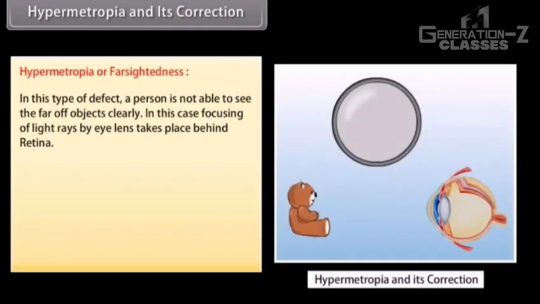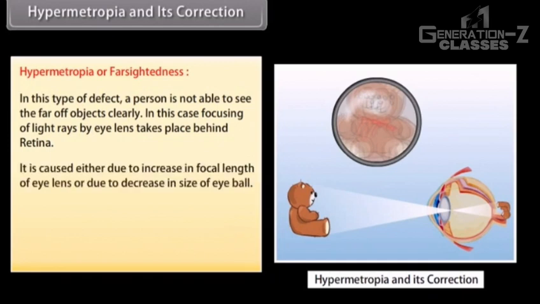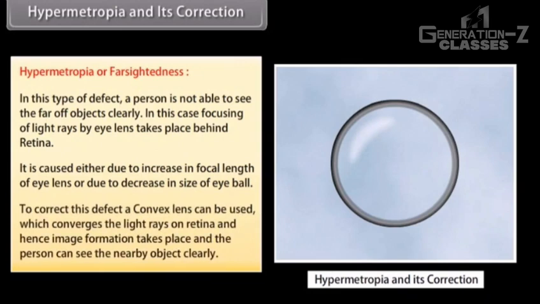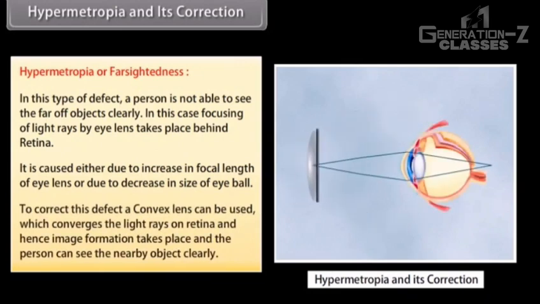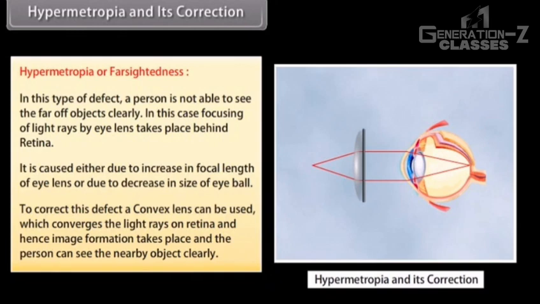Hypermetropia and its correction. In this type of defect, a person is not able to see the far-off objects clearly. In this case, focusing of light rays by the eye lens takes place behind the retina. It is caused either due to increase in focal length of the eye lens or due to decrease in size of the eyeball. To correct this defect, a convex lens can be used which converges the light rays on the retina and hence image formation takes place and the person can see the nearby object clearly.